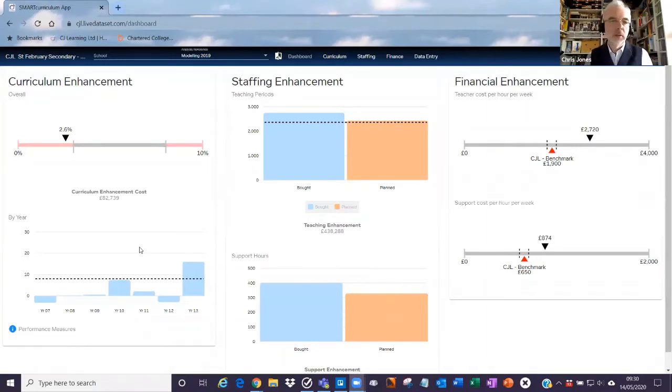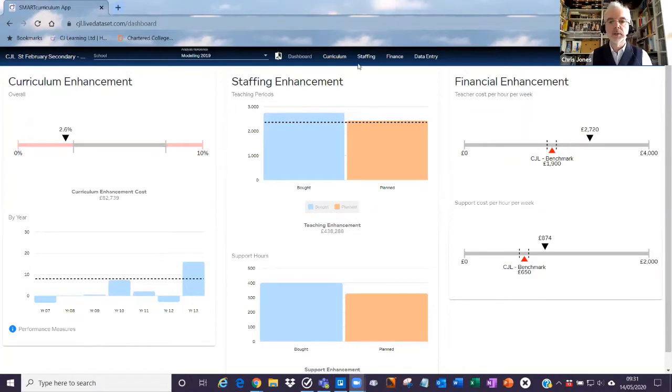Welcome to Smart Curriculum Application, Managing Staffing and Recruitment Strategies. Those of you that have been using the app will be familiar with the front screen. This is where we begin everything with the app, at the dashboard.